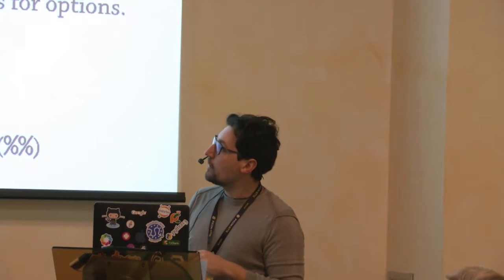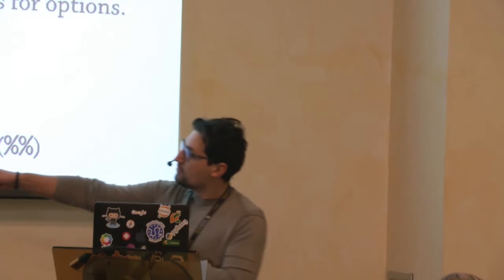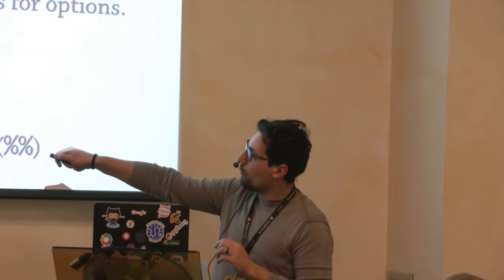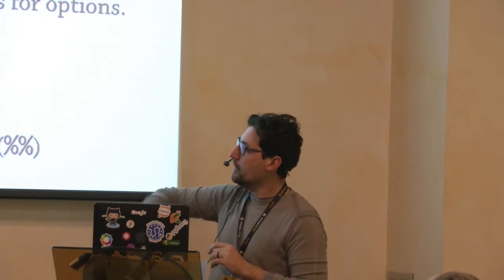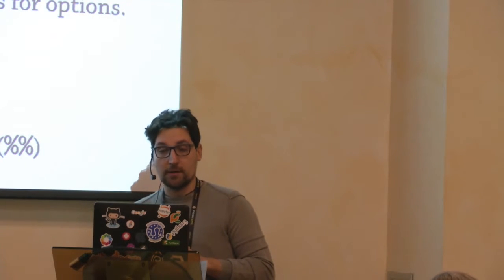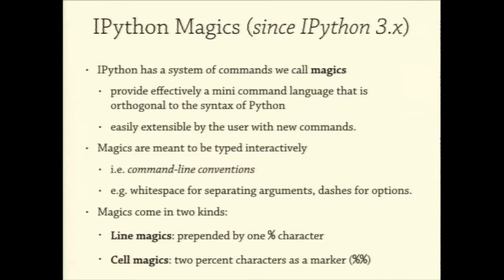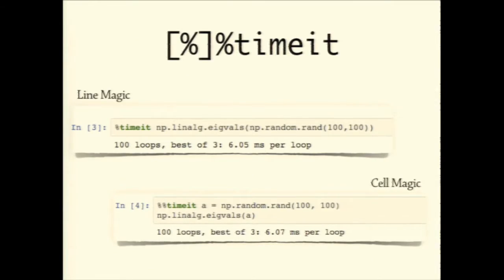And magics come in two different flavors. Line magics, prepended by one single percent character, and cell magics, with two percent characters as markers. And sometimes these could also be combined. For instance, a very common and widely used magic is timeit.